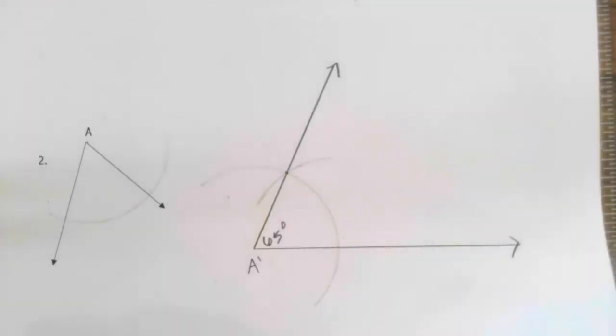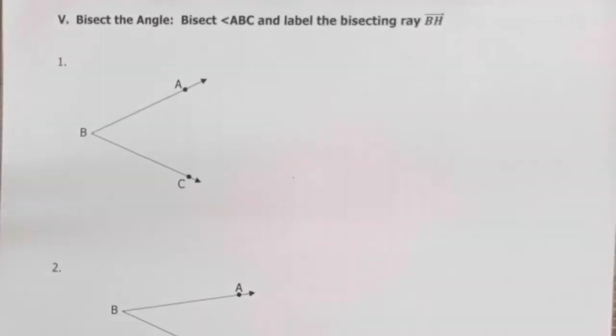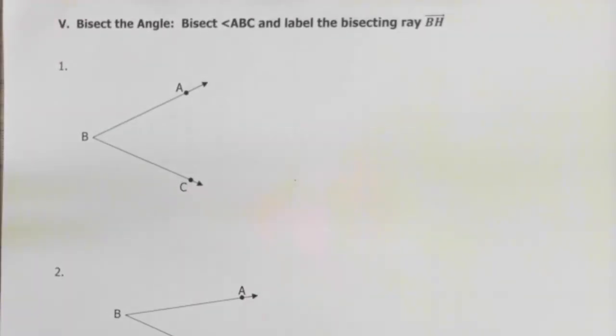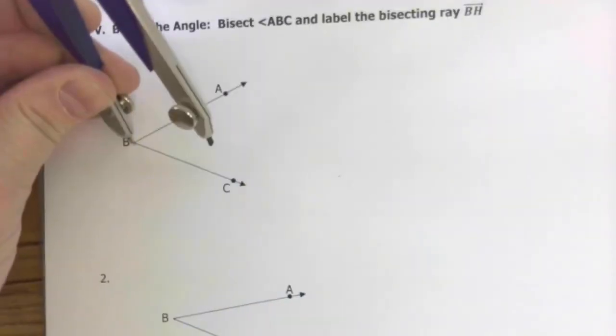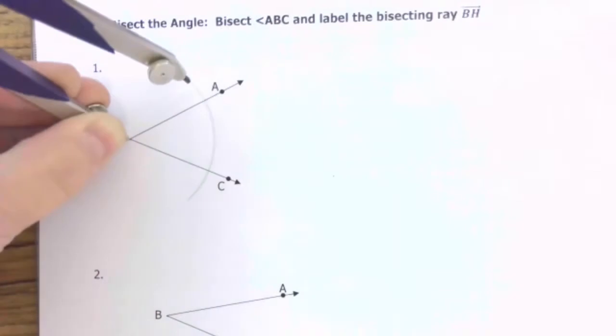All right, last construction we're going to learn today. How do you bisect an angle? When you bisect an angle, the bisector is called a ray. So we're going to bisect or cut in half this angle using our compass. So first thing you want to do is make a measuring arc. So put your stylus on B and draw an arc that crosses both sides of the angle.